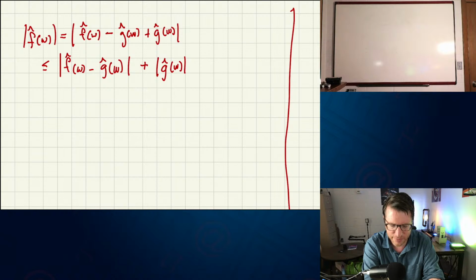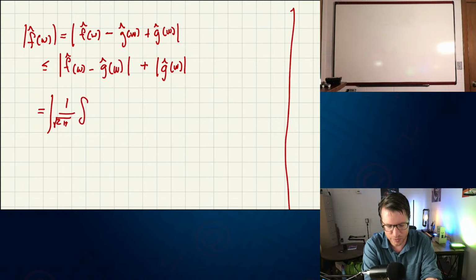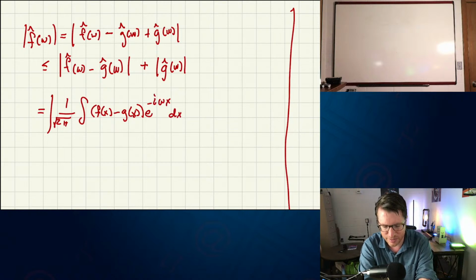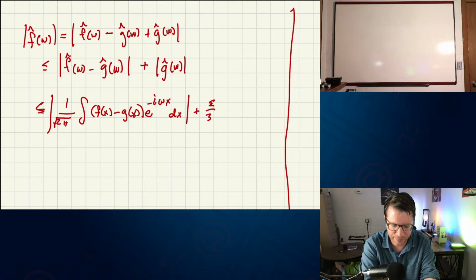And see, this is equal to 1 over square root of 2 pi times the integral of f of x minus g of x, e to the minus i omega x dx, and then this guy is less than epsilon over 3, so I'll put a less than or equal there.